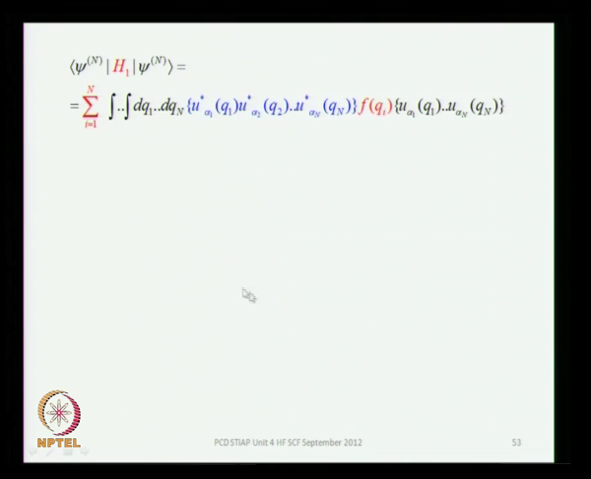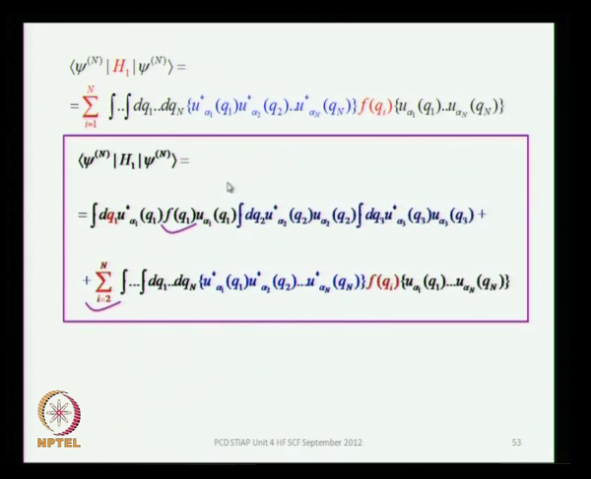And here you have integration over n variables. Each integration variable is a set of 3 continuous space variables and 1 discrete spin variable, right. So now you can write this by separating out the integrations over q1, q2 and so on.